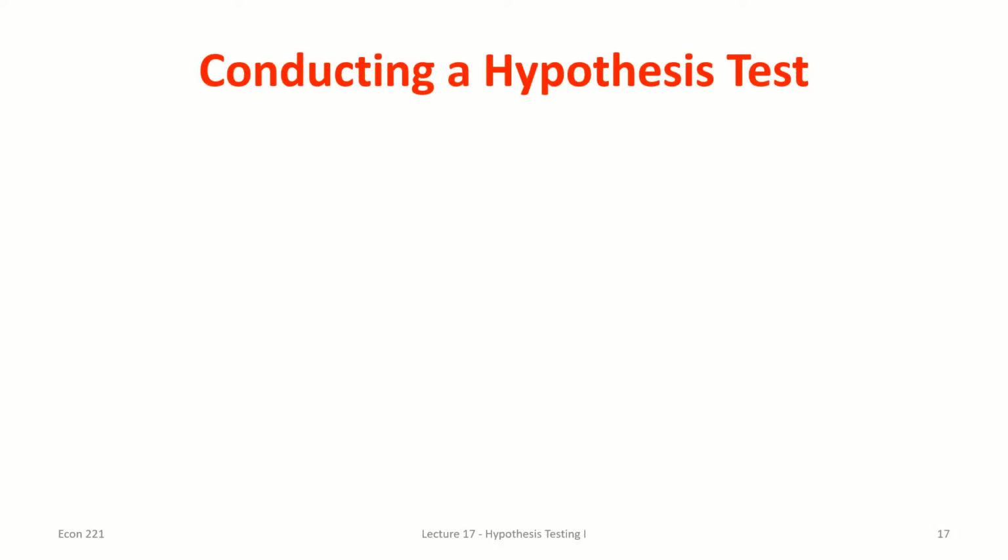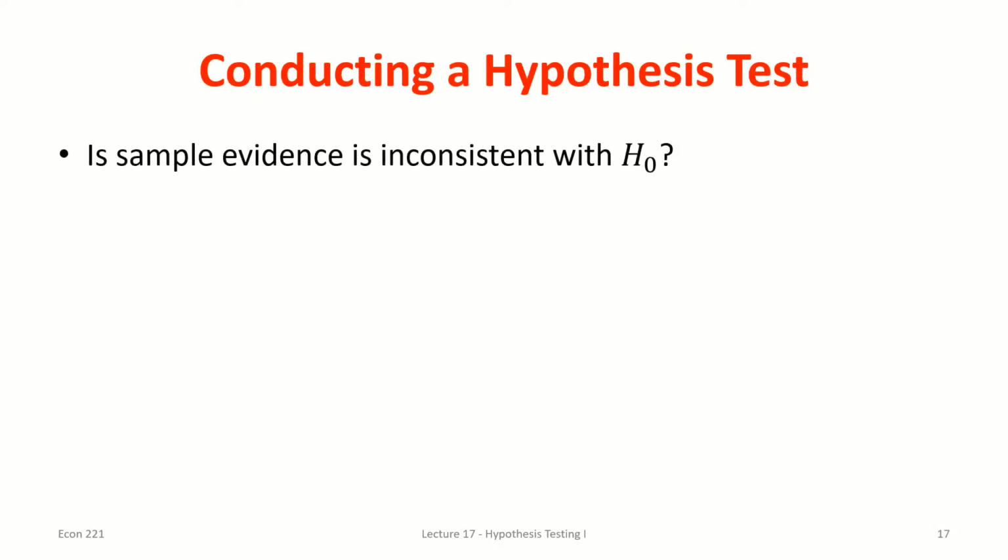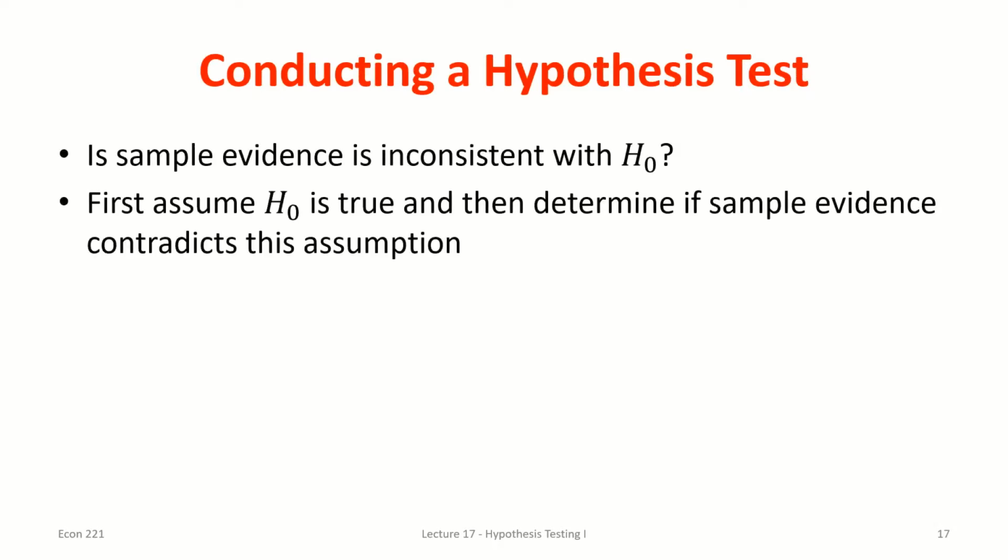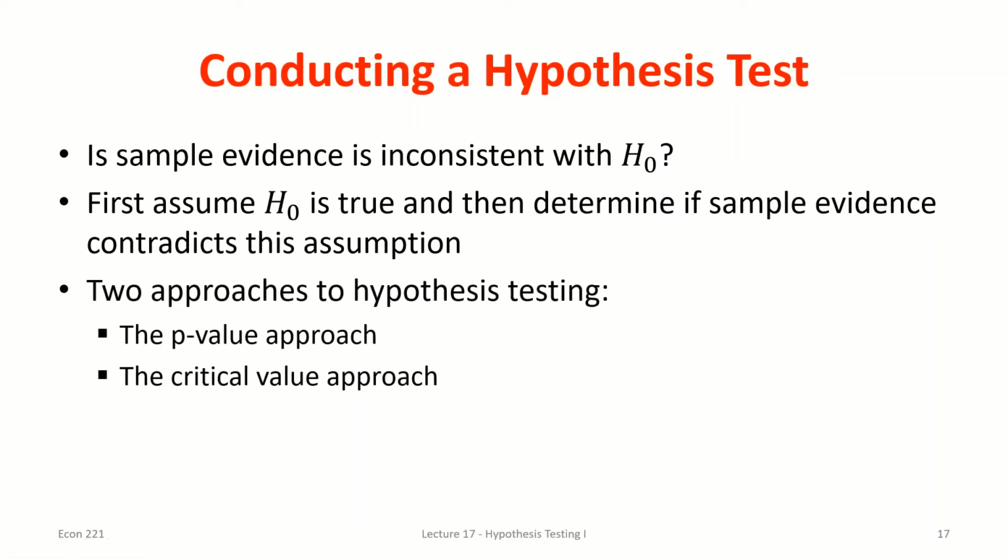Okay, so what are the full steps for conducting this hypothesis test? Is the sample evidence going to be inconsistent with my null? Well, first we have to figure out what this null is, and if this null is true, determine where the sample evidence would be that would contradict it. So there are two approaches: the p-value and critical value approach, and I'll probably cover both of them today. First, I'll go with the p-value approach, showing you how we do hypothesis tests for population means. And then I'll show you the critical value approach when we're doing hypothesis testing for population proportions.